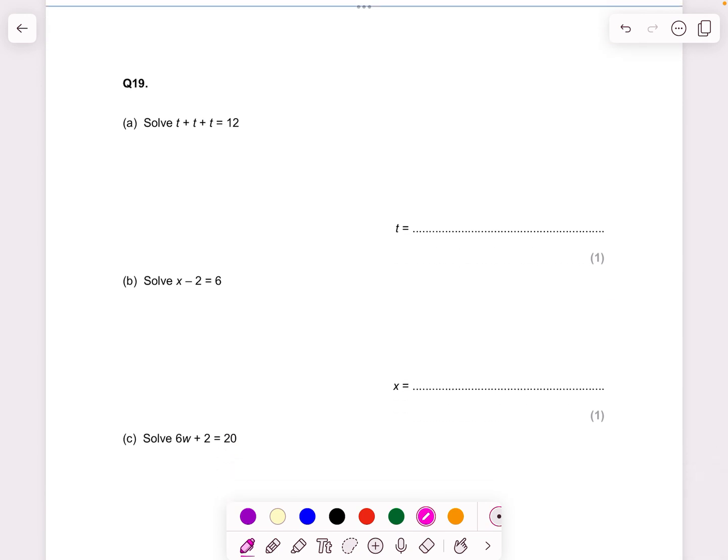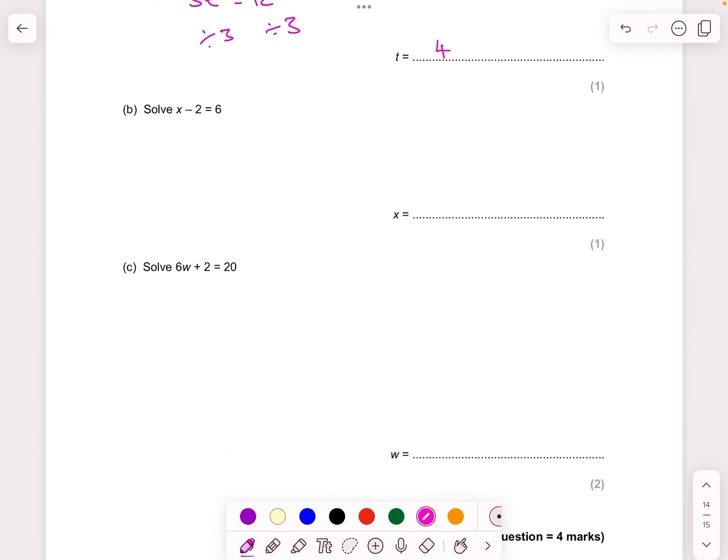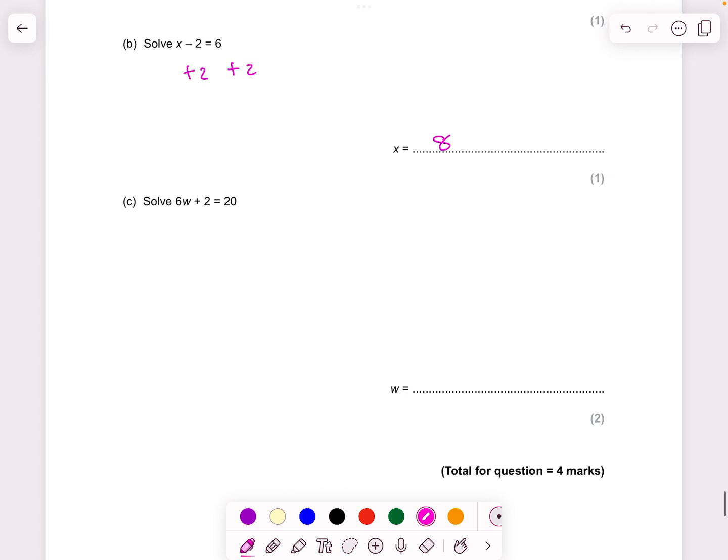Right, t plus t plus t equals 12. So 3t equals 12. We divide both sides by 3 to give us t equals 4. Here, we add 2 to both sides to give us x equals 8. And then the last one, here we take away 2 from both sides to give that 6w equals 18. Then divide both sides by 6 to give that w must equal 3.